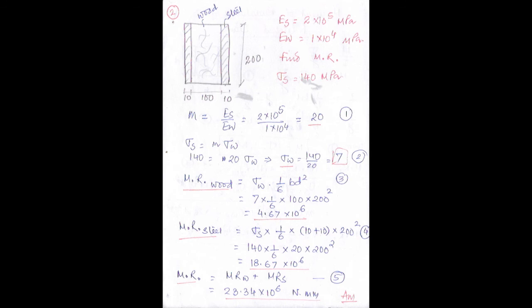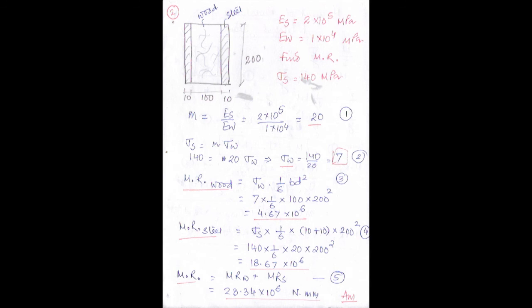Sigma S is given in the question, correct? 140. Now m is what? 20. So what will be sigma W? Sigma W will be 140 by 20, that is 7. That was given in the last question. Here it is not given. So we have found out the value of sigma W.